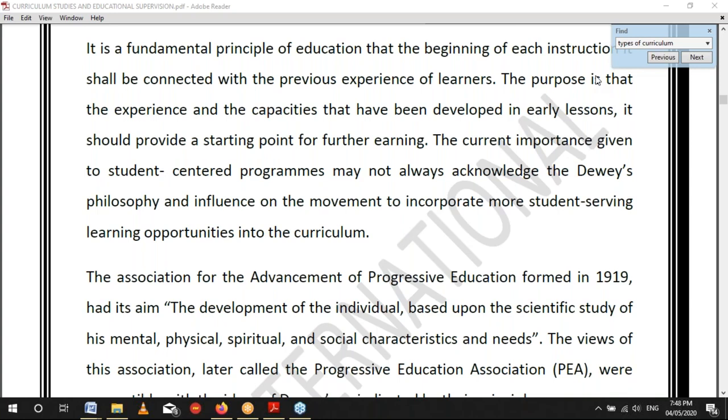B, criticisms on subject curriculum. And C, defense of subject curriculum.